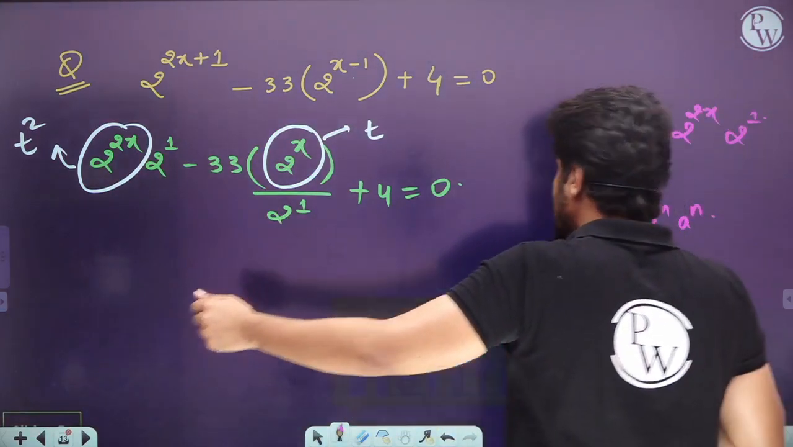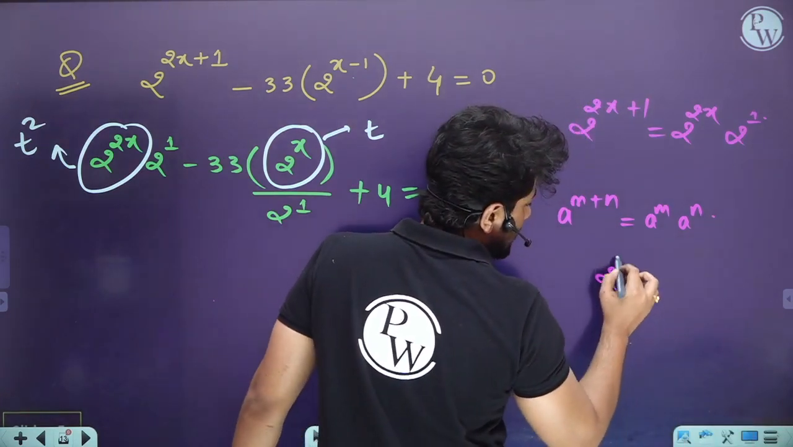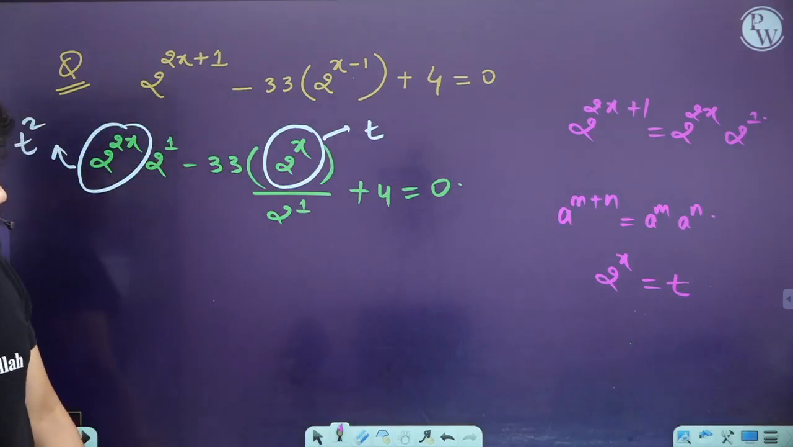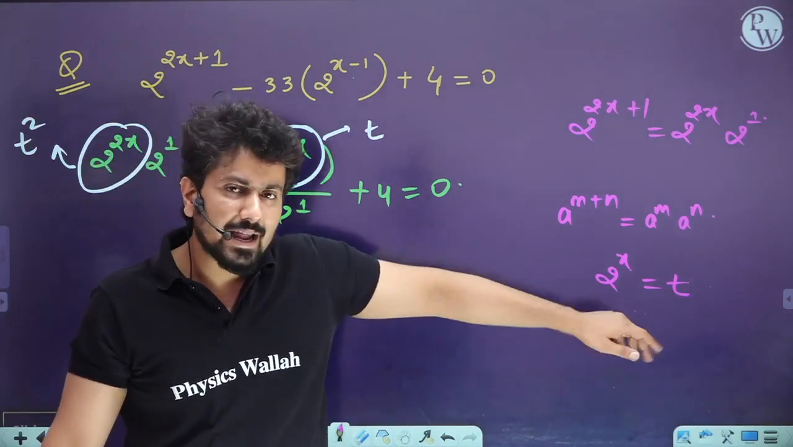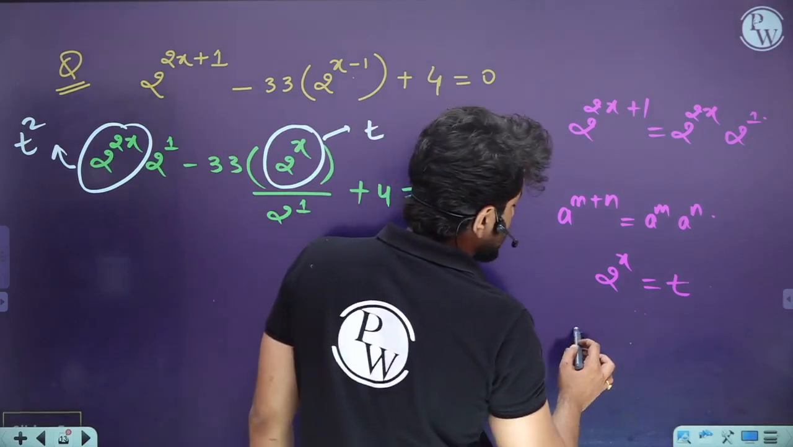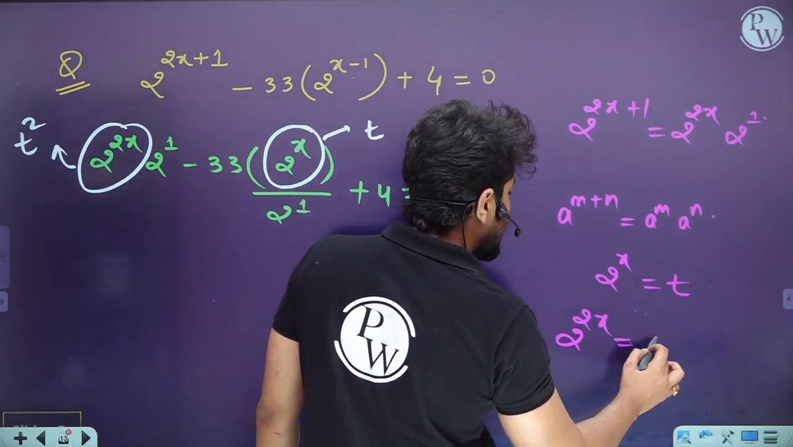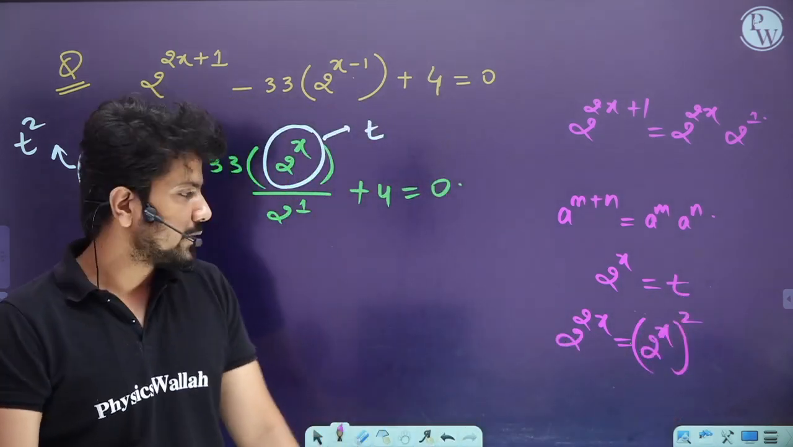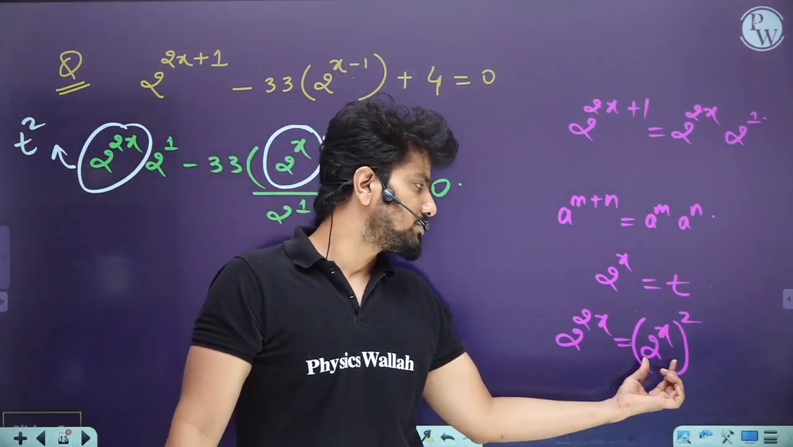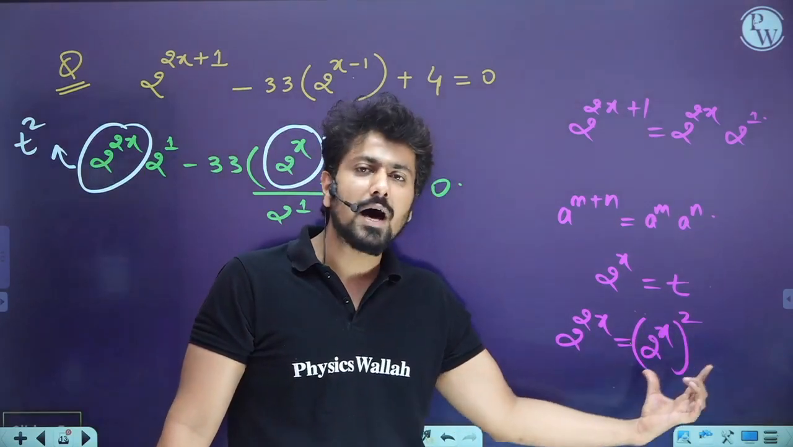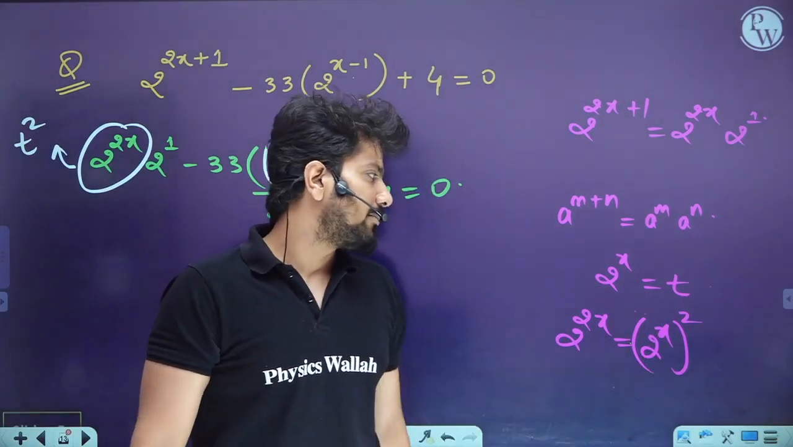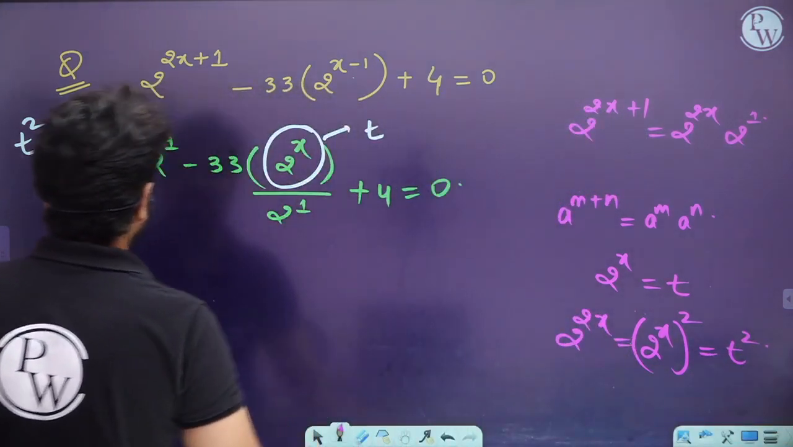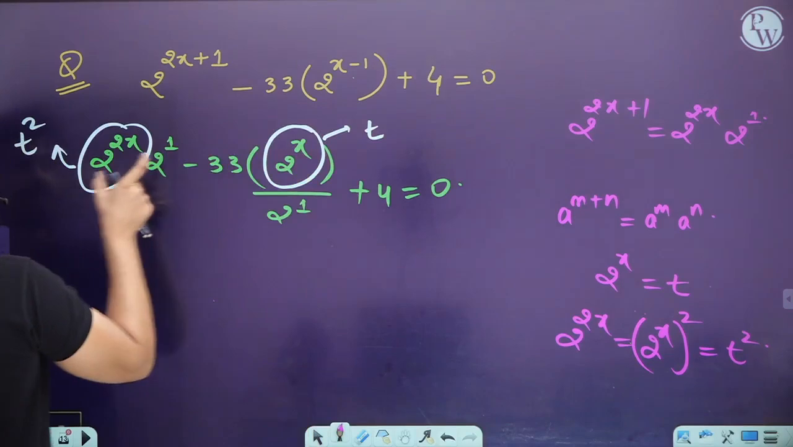It's very simple. If I consider 2 raised to the power x as t, then if I do the squaring on both sides, basically what is 2 raised to the power 2x? 2 raised to the power 2x is basically the square of 2 raised to the power x, right? 2 raised to the power 2x is 2 raised to the power x whole square. I have considered 2 raised to the power x as t, so basically this is equal to t square only. Correct? So that's what I said, that if I consider this as t, this will be t square.